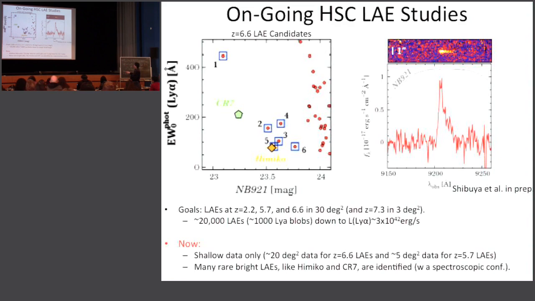This is the narrow band magnitude as a function of the Lyman-alpha equivalent width. These 1, 2, 3, 4, 5, 6 objects are new objects, together with the previously known Lyman-alpha blobs or Population III candidates. So we obviously found very high equivalent width objects in our studies. One of the objects is already spectroscopically confirmed and shows a nice asymmetric feature that tells you this selection works very well. There are so many interesting results. We are hoping that more interesting results are coming, so please stay tuned.